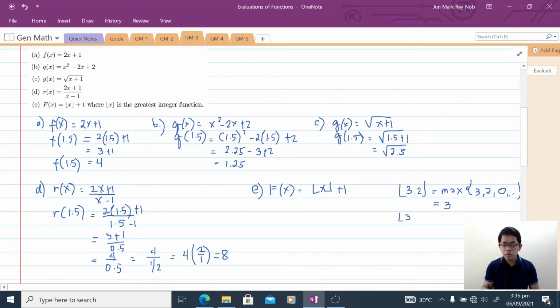And same is true with 3.7, for example. The greatest integer function of 3.7 is take the maximum of all integers less than or equal to this value. We have 3, so this is 3 as well. So if we will be solving f of 1.5, take the greatest integer function of 1.5 plus 1. The greatest integer function of 1.5 is equal to 1, plus 1, so this is equal to 2. Alright, there you go.